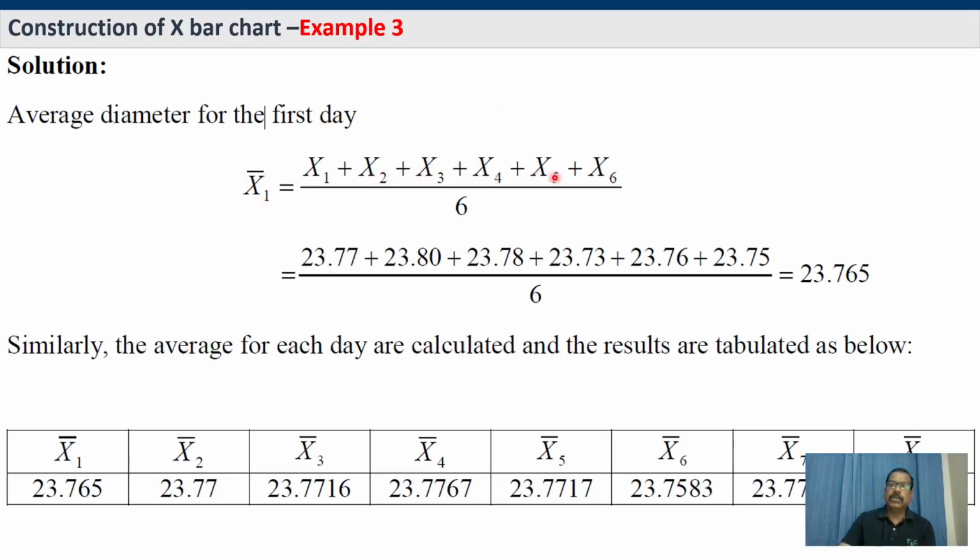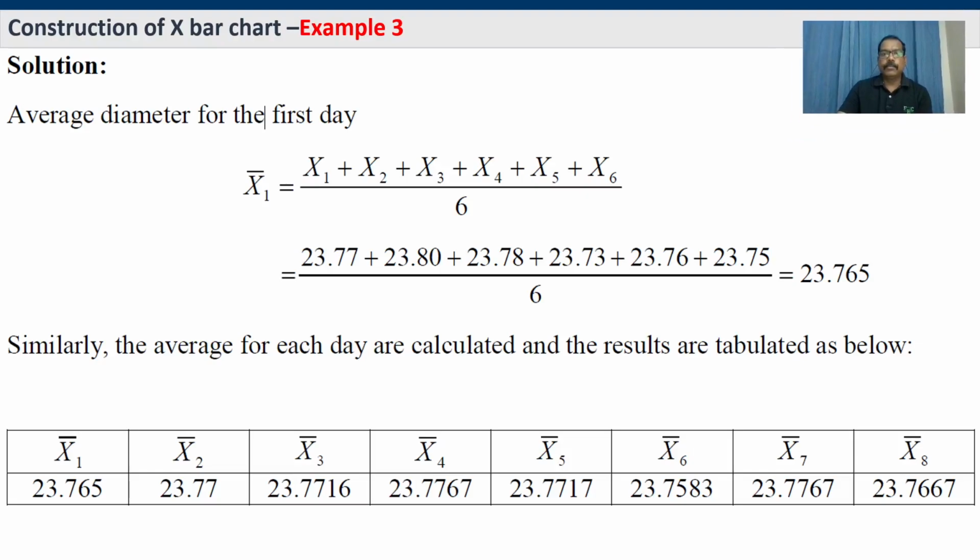So x1 to x6, because 6 samples are taken in a day. Add those 6 data and divide by 6, and you will get x1 bar. Similarly, you will get each data, x1 bar to x8 bar. So totally you have 8 data. From here we can easily calculate the X double bar.